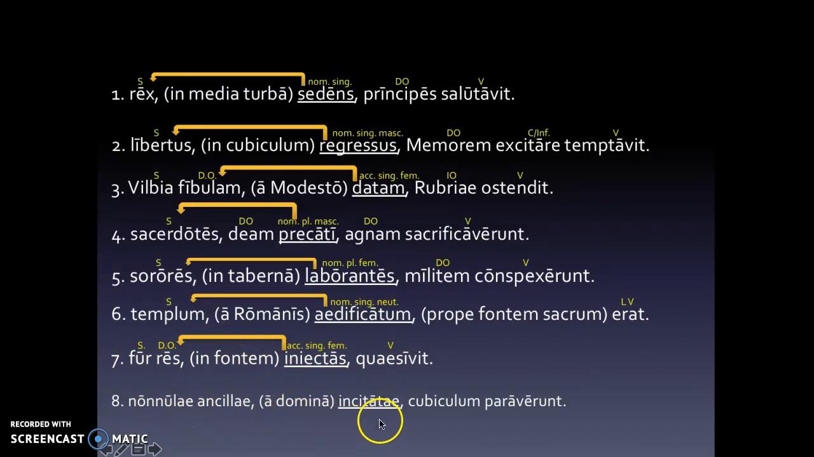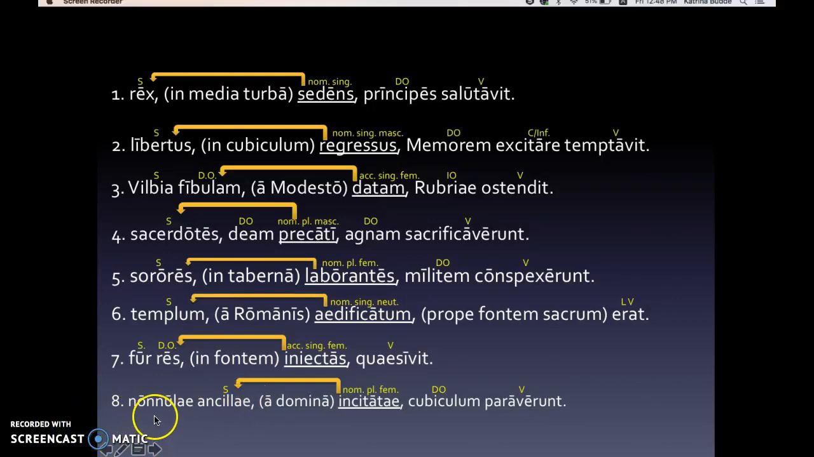Nonnullae ancillae a domina incitatae cubiculum paraverunt. I set this aside because it's a prep phrase. This is our participle. We know that it's going with ancillae because they are both nominative, plural, and feminine. This is an adjective modifying ancillae. So several slave girls, having been encouraged by the mistress, prepared the bedroom.